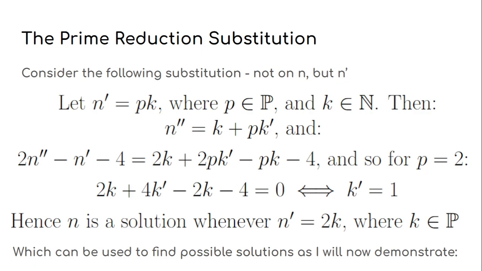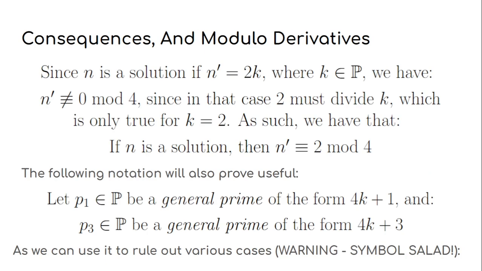So what we've just shown is that n is a solution to our equation whenever n prime is 2k, where k is some prime number. This ends up being useful because it limits us to a single case mod 4 whenever n is a solution. On the screen is an argument for the following. If n is a solution, then n prime must be 2 mod 4. Using this, and what I call the technique of modulo derivatives, which I will explain in a second, we can use it to rule out cases in n with any number of prime divisors.